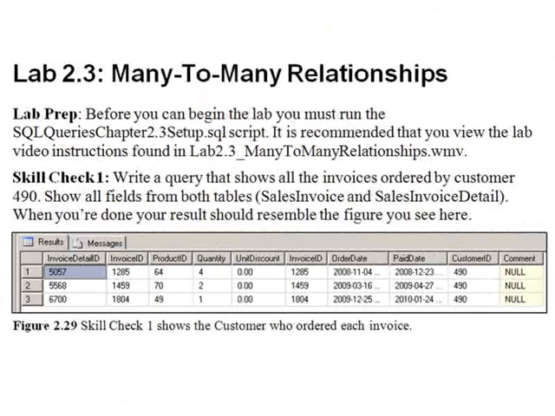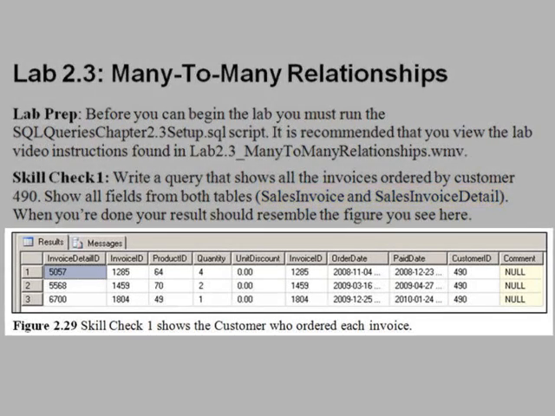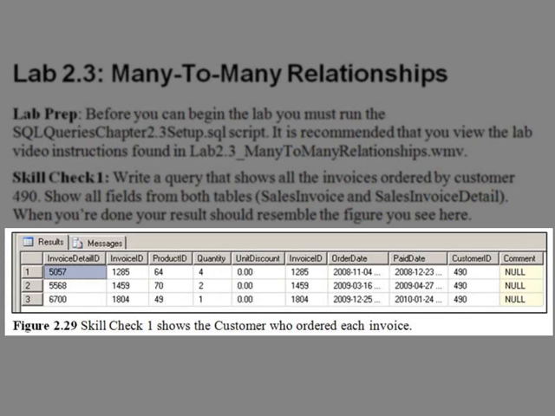Lab 2.3, Skill Check 1. Write a query that shows all the invoices ordered by customer number 490. Show all fields from both tables, sales invoice and sales invoice detail. When you're done, your results should resemble the figure you see here.